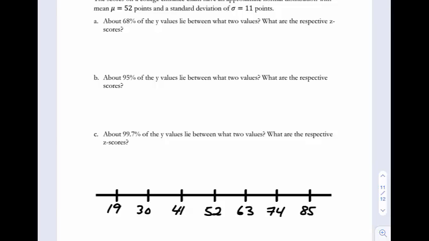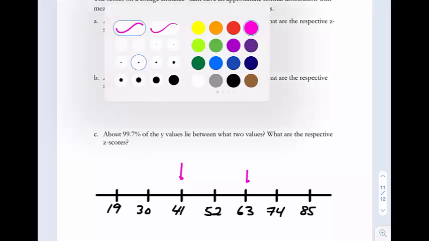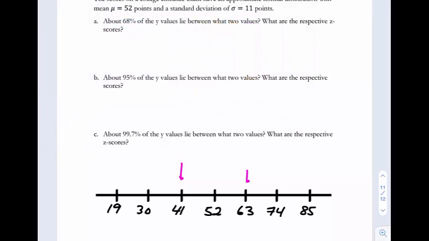So for part A, for this problem, 68% of your data lies between what two respective z-scores. Here we know that x is 41, and the maximum amount would be 63. That represents, again, 68% of our data, where the z-score for that, z is equal to -1, and z is equal to +1.